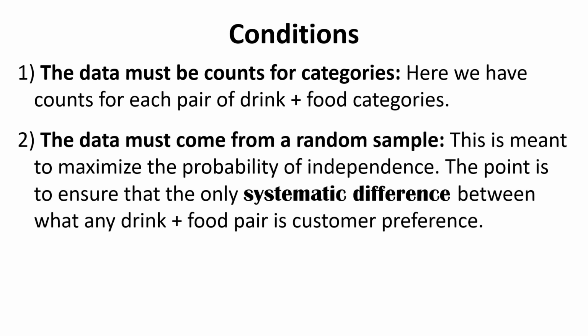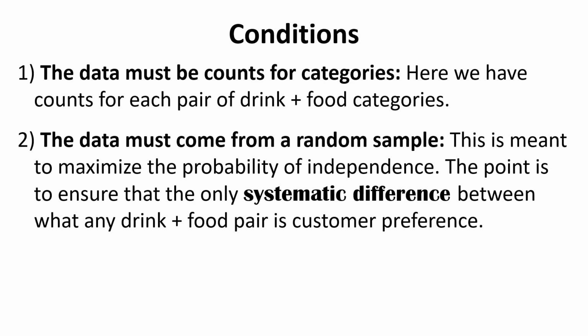Second, the data must be from a random sample. That's always the case for all of our statistical tests. And that's just the statistician's way of maximizing the probability that we have independence. The big idea is we want to ensure that there's no systematic differences in the data in each of the counts, other than the systematic differences we're interested in.